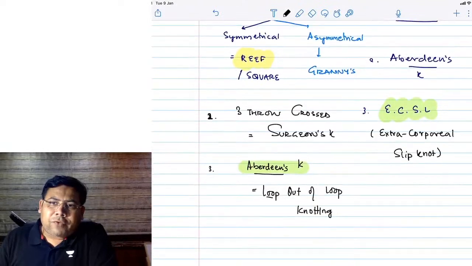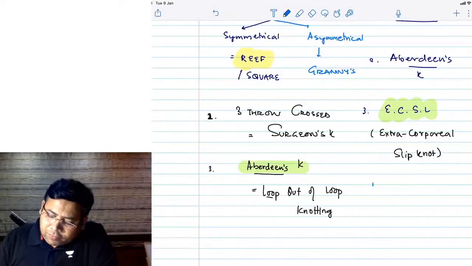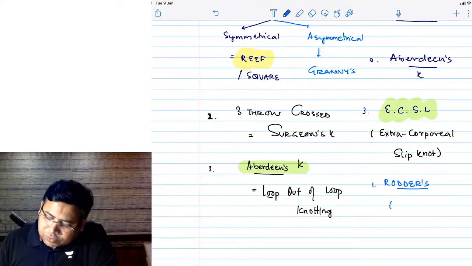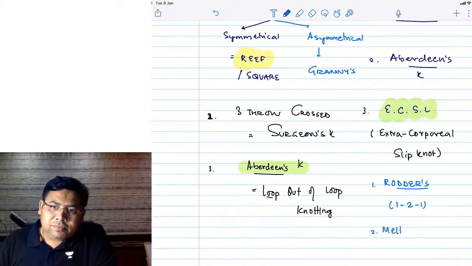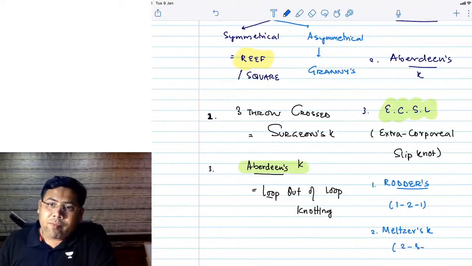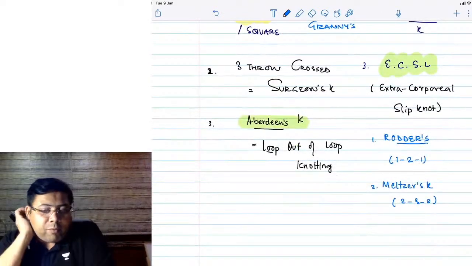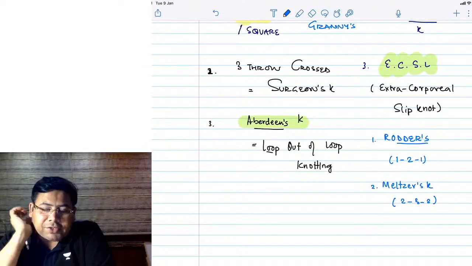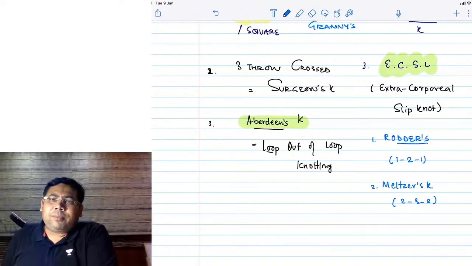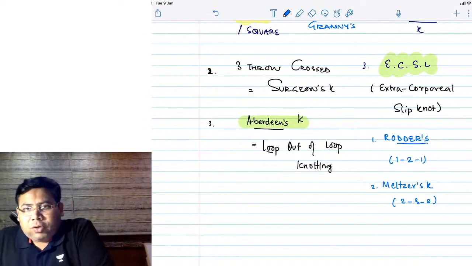We have 2 types of extracorporeal slip knots. One is a Roeder's knot, which is defined as 1 to 1. And then second is a Melzer's knot, which is a 2-3-2. I have my own modification; I call it SD's modification. I use a 2-to-2 knot. I routinely use 2-to-2 knots in laparoscopic surgery.